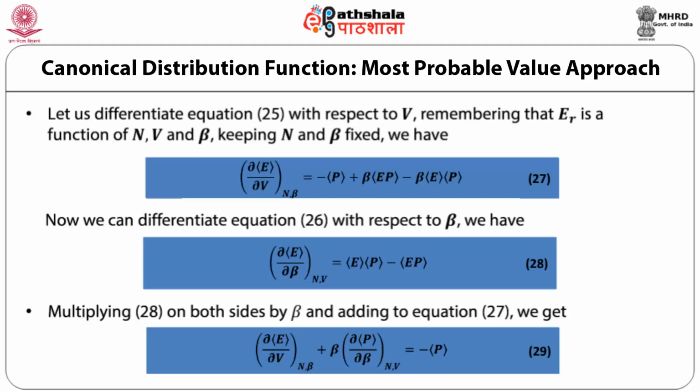Multiplying equation 28 on both sides by beta and adding to equation 27, we get the partial derivative of the mean value of E with respect to V at constant N and beta, plus beta times the partial derivative of the mean value of P with respect to beta at constant N and constant V, equal to the negative of the mean value of P.